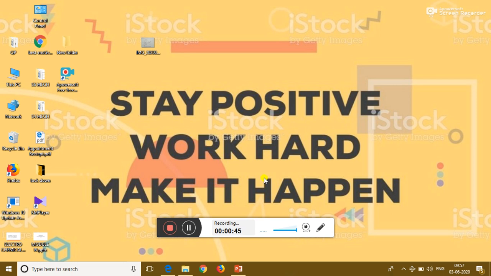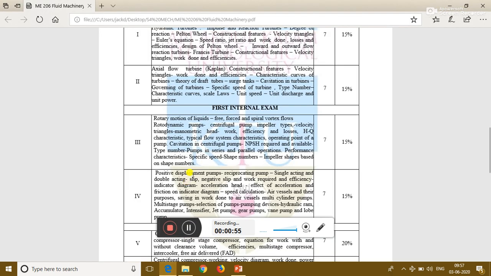Okay, so from today onwards we will be starting a lecture series on fluid machinery. So let us check till where we have completed. I think modules 1 and 2 we have completed almost all, and in the third module some things are left. I mean the NPSH, then type numbers, and pumps in series and parallel operation we have done. Then performance characteristics, specific speed we have done. Then shape numbers, then impeller shape based on shape numbers, etc. we need to study. That anyway we will do later.